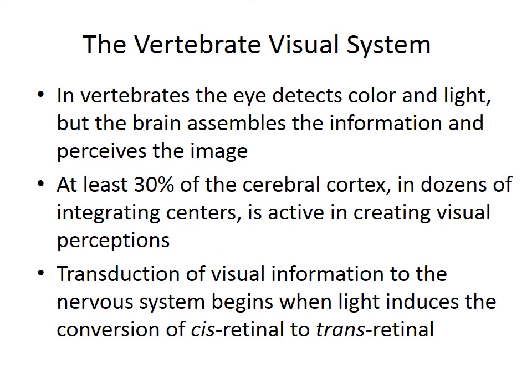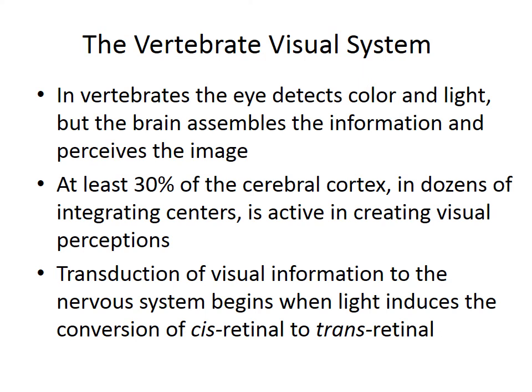So let's look at the vertebrate visual system. In the vertebrates, the eye detects color and light, but the brain assembles the information and perceives the image. So there's perception. You get the stimulus first, you collect the stimulus, and then you perceive it or understand it, you integrate the signal, and you perceive it in the brain as a certain image. At least 30% of the cerebral cortex in dozens of integrating centers is active in creating visual perceptions, and we saw that a lot of real estate in the cerebrum is devoted to vision.